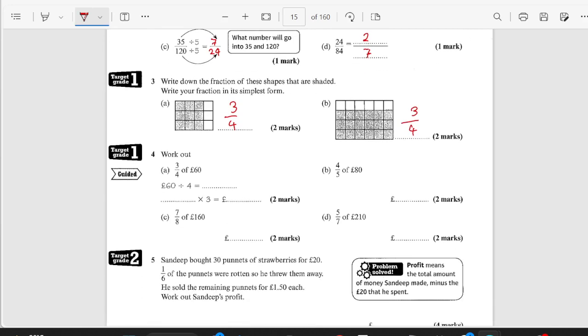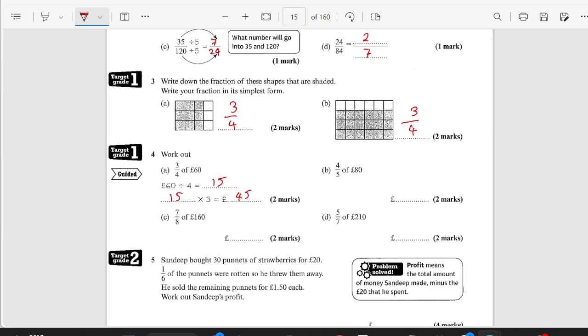Okay, question 4. Work out 3/4 of 60. Yeah, I would do it like this. I'd do 60 divided by 4 is half it and half it again. So that would be 15. And then 15 times by 3 is going to be 45.